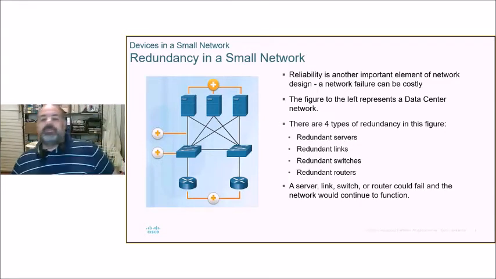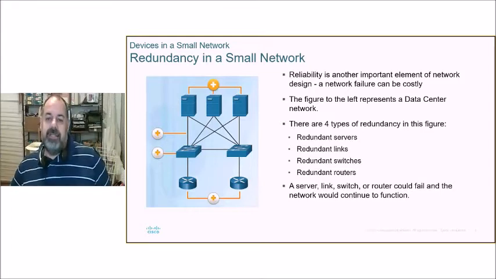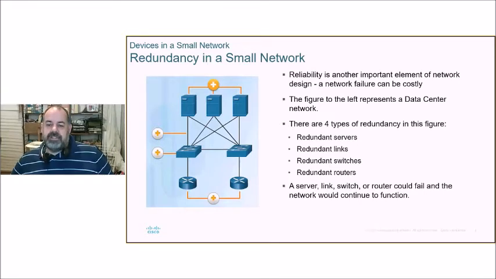Reliability is another important element of the network design, and network failure can be costly. So the figure to the left represents a data center network. There are 4 types of redundancy in this figure. So there are redundant servers, there are redundant links, and there are redundant switches and redundant routers. And so a server, link, switch, and router could fail, and the network will continue to function.